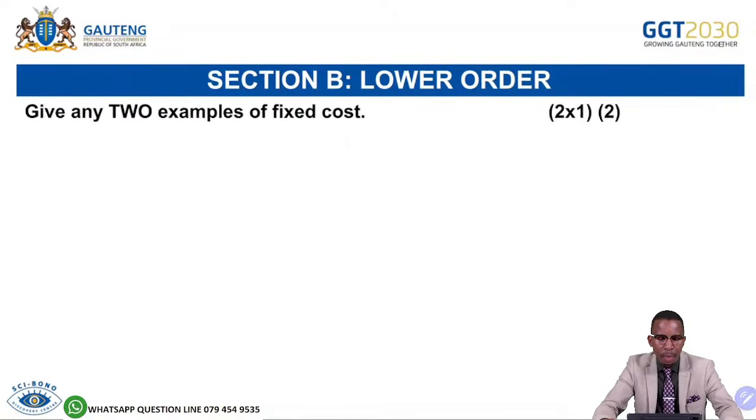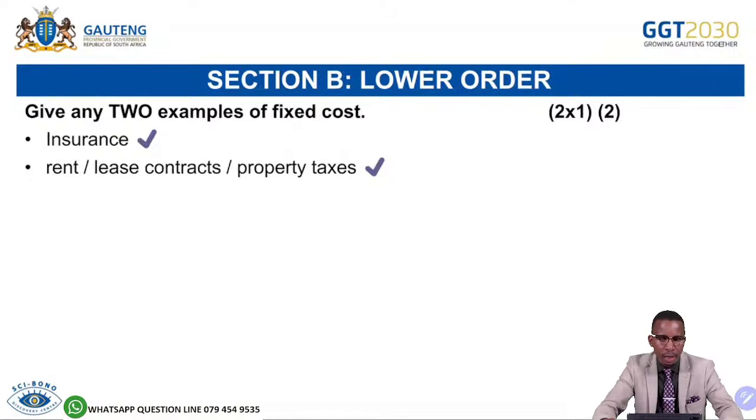We continue. Give any two examples of fixed cost. We have explained that one. So insurance, then rent, lease, contract, property taxes, depreciation, salaries.